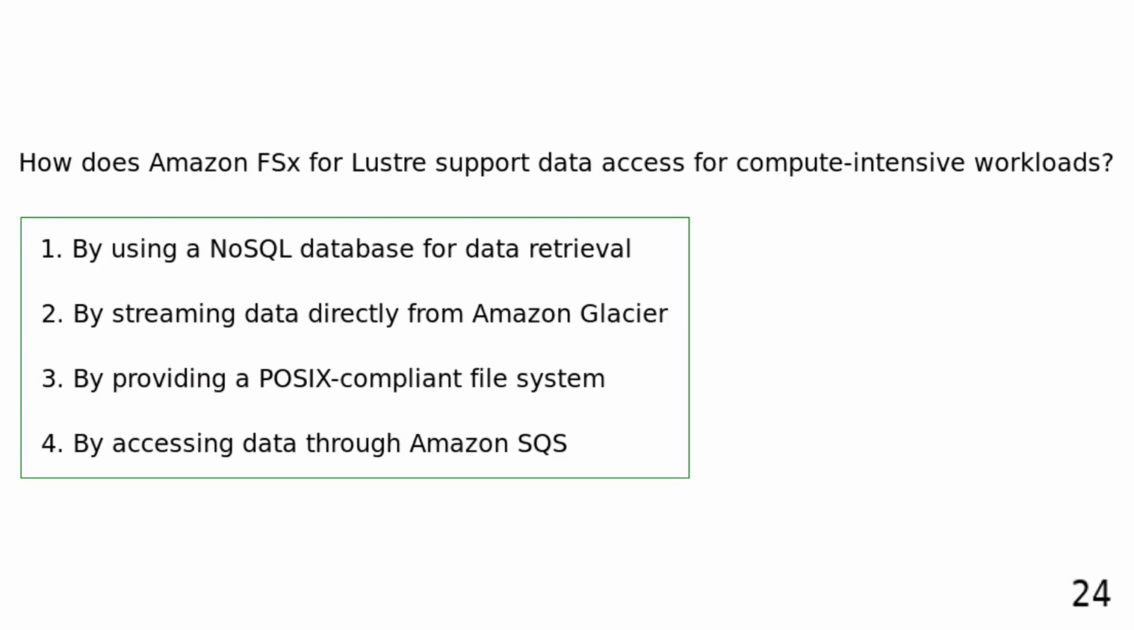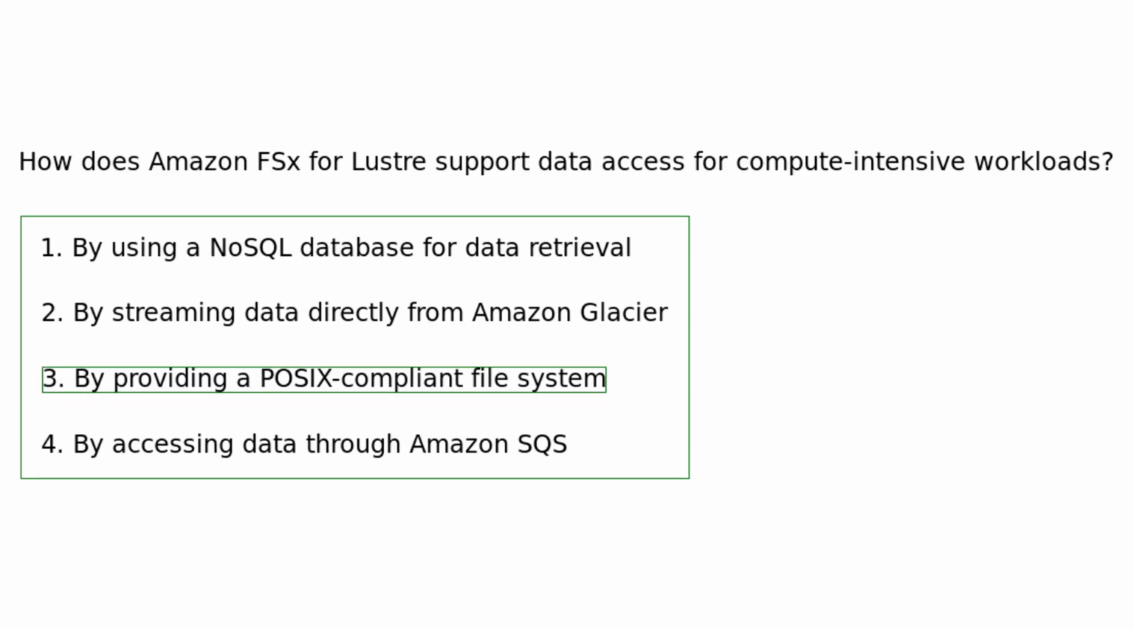How does Amazon FSx for Lustre support data access for compute-intensive workloads? By using a NoSQL database for data retrieval. By streaming data directly from Amazon Glacier. By providing a POSIX-compliant file system. By accessing data through Amazon SQS. Amazon FSx for Lustre provides a POSIX-compliant file system interface, suitable for compute-intensive workloads.